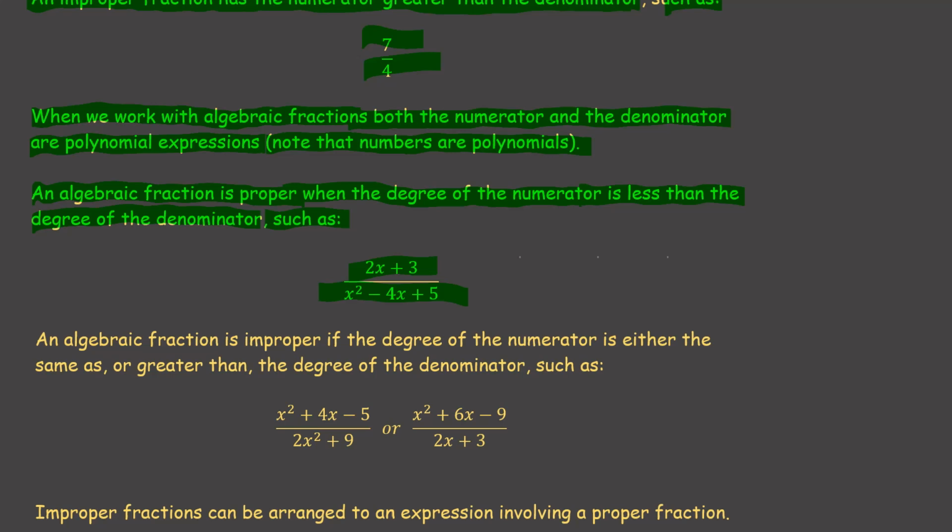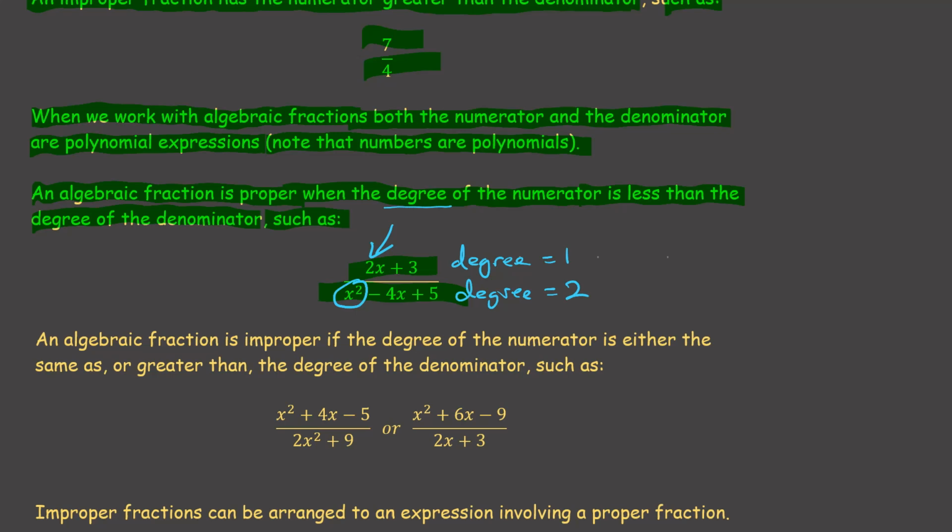Remember that the degree of a polynomial expression is the power of the x on the highest non-zero term. So in other words, here that x is to the power 1, so the degree of the top is equal to 1, but on the bottom the highest powered non-zero term is the x squared, and that means the degree of the bottom is equal to 2. That's the power on the x squared. And so this one is a proper fraction because the degree of the top is less than the degree of the bottom.